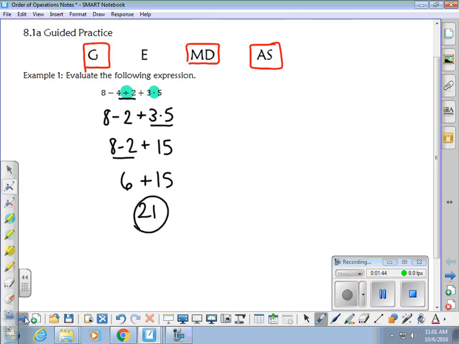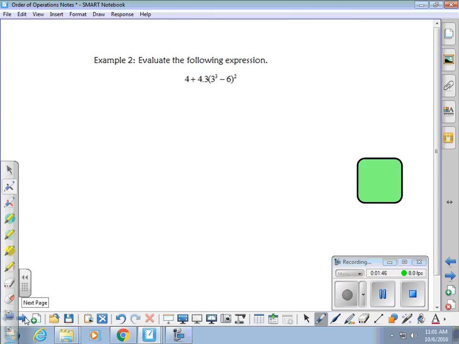Next, evaluate the following expression. 4 plus 4.3 times the quantity 3 cubed minus 6, all of it squared. So here, again, I'm going to think grouping symbols. I do have grouping symbols. I have parentheses, so this will be the first thing that I'm going to do. Everything else just comes down. Notice the exponent 2 is outside the parentheses, so it comes down outside the parentheses.